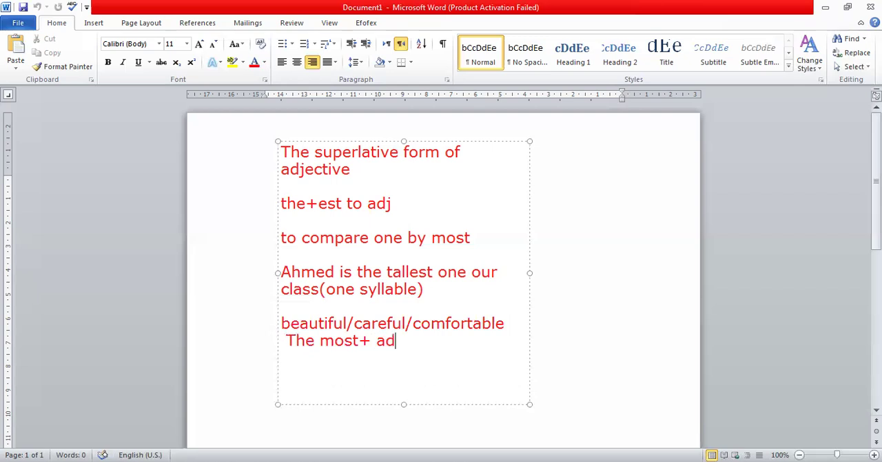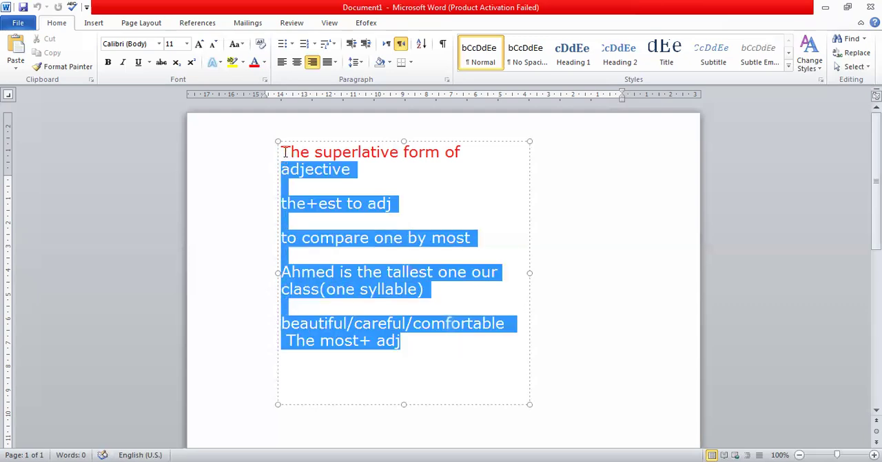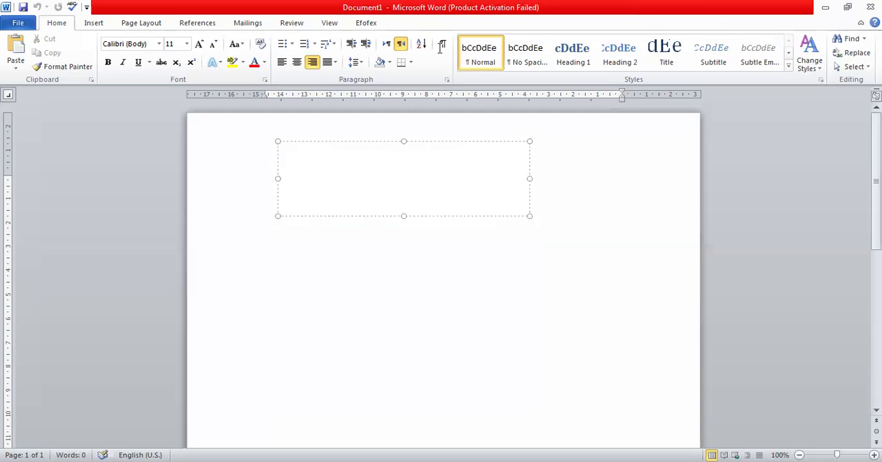Okay. I think I explained the superlative in the simplest way. I explained and made a comparison between the comparative and the superlative. In the last video we explained the comparative form. In this unit I explained the superlative form, so you can understand when answering the questions. Let's continue our lesson.